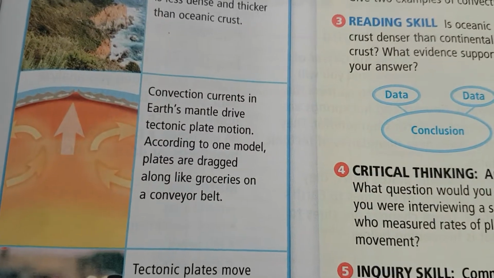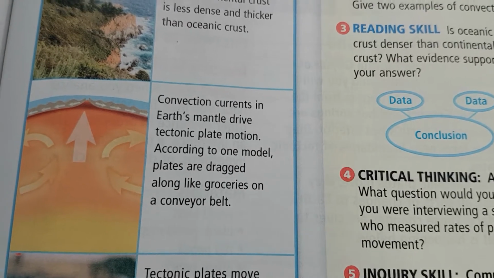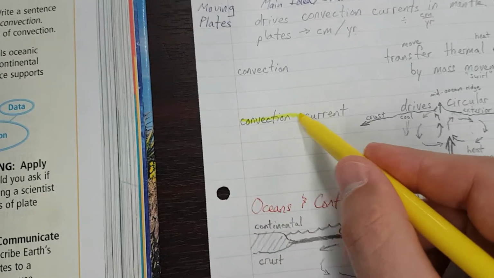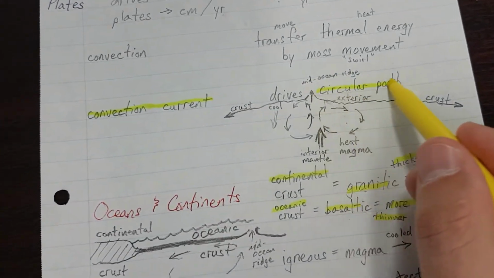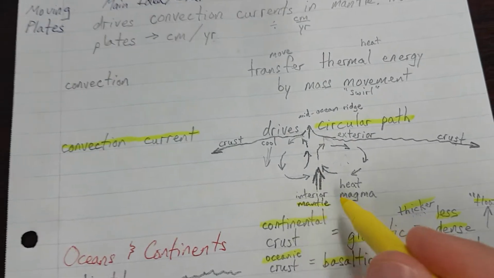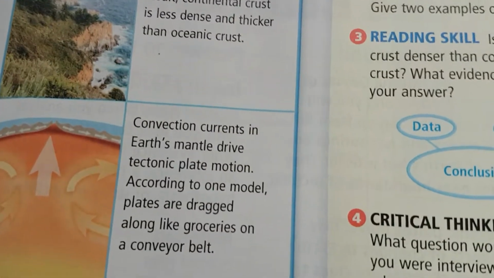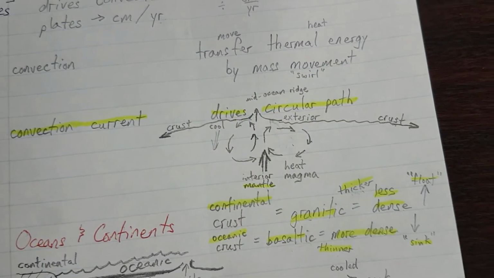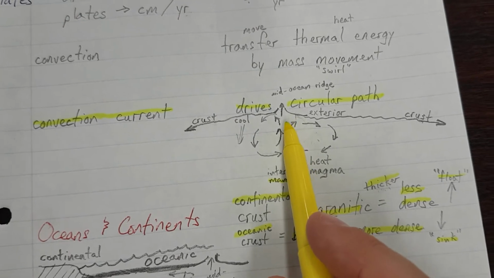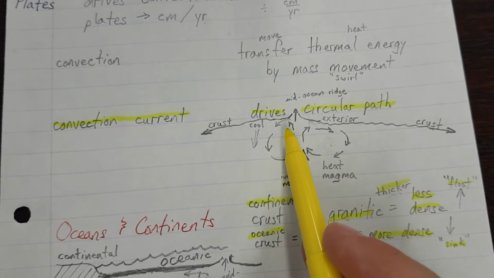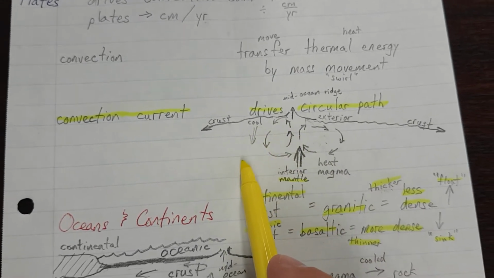Convection currents in Earth's mantle drive tectonic plate motion. Convection currents are the circular path in the mantle, and it drives tectonic plate motion. The heat pushes up. Some of it can split open through a mid-ocean ridge where the crust is splitting apart. Others of it will cool and sink back towards the mantle.